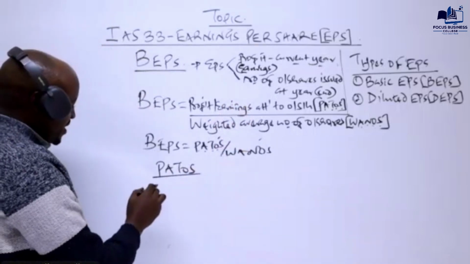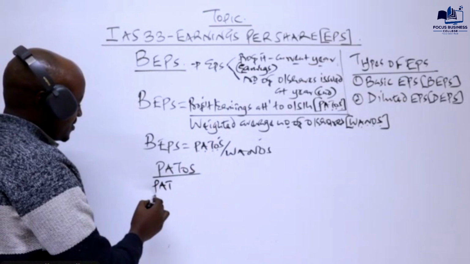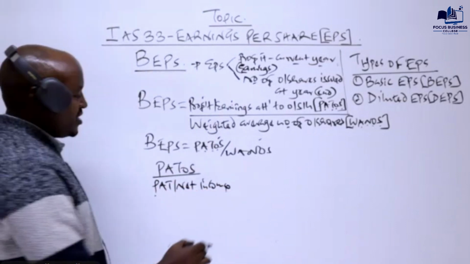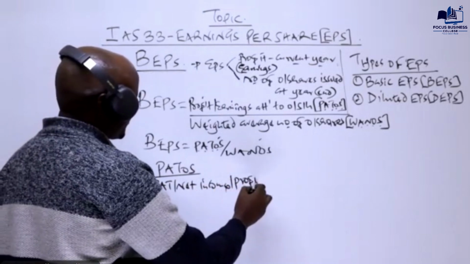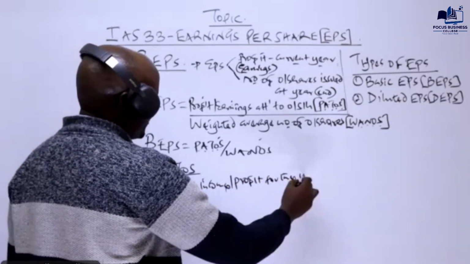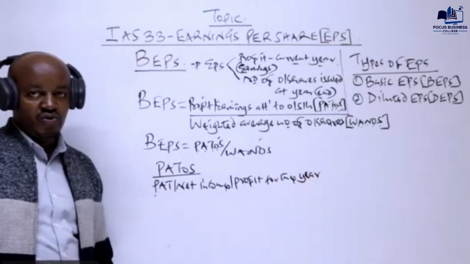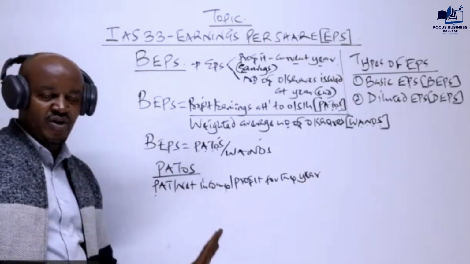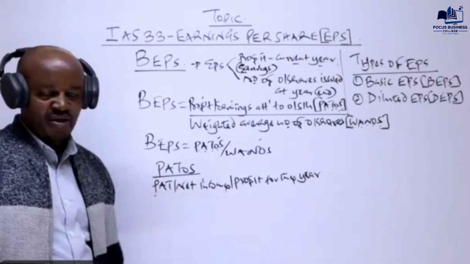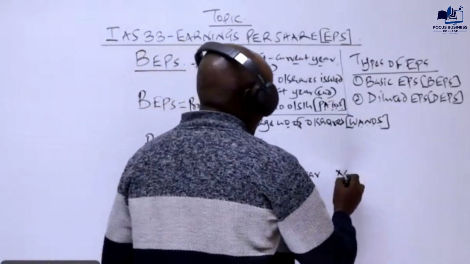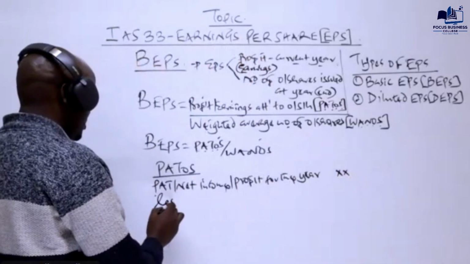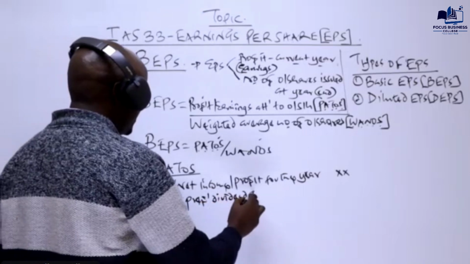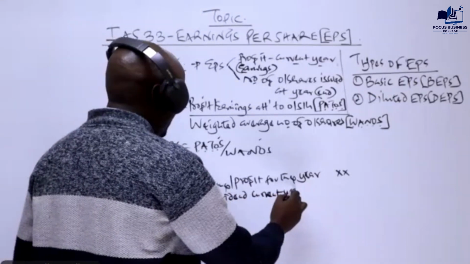So this one is computed by taking the company's profit after tax. The profit after tax can also be known as the net income, or the profit for the year. So the examiner can use any of the words there. You have to know that all those words can be used interchangeably, but they mean one and the same thing: profit after tax, net income, profit for the year. So we take that profit, then we less the preference dividends for the current year.